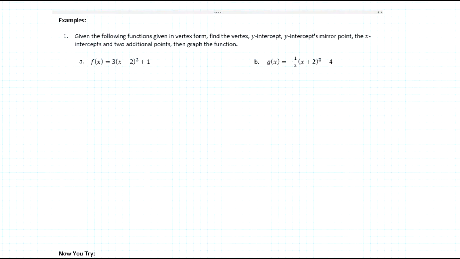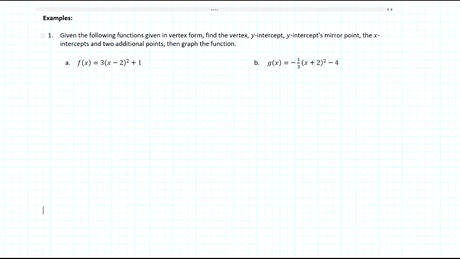All right, for our examples that we're going to look at here, let's read the instructions. It says, given the following functions given in vertex form, find the vertex, the y-intercept's mirror point, the x-intercepts, and two additional points, then graph the function.